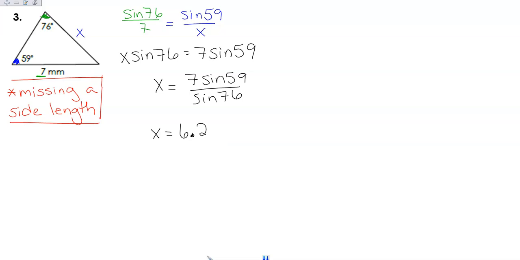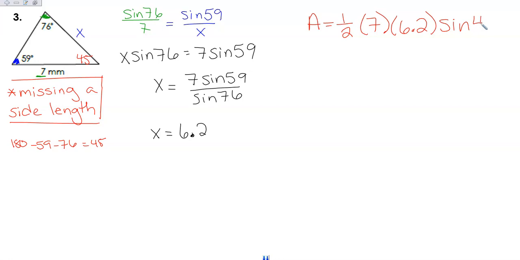So if we look at now, I have these two sides. I want to find this angle in between so I can have side angle side. All right, so I'm going to do 180 minus 59 minus 76, and that is going to get me 45 degrees. So now I know this is 45 degrees, and now I have my information for side angle side to be able to do my area formula. So it's going to be 1/2 times 7 times 6.2 times the sine of 45.